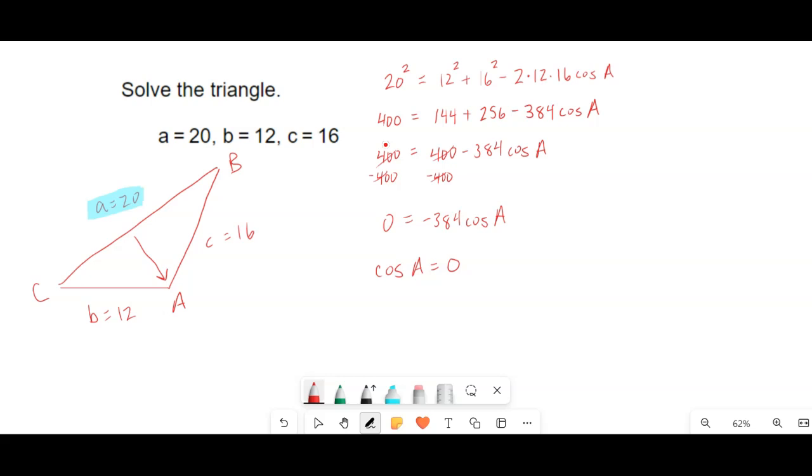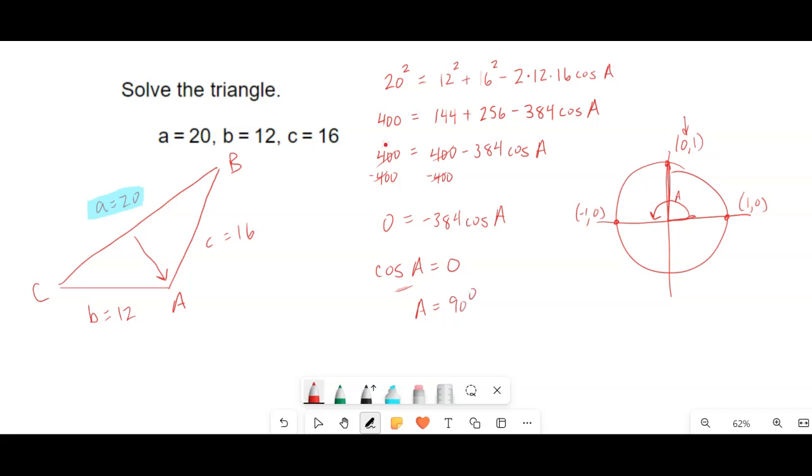So what angle makes cosine equal to 0? Remember, inverse cosine is defined between 0 and 180. This is (1, 0) on the unit circle, this is (0, 1), and this is (-1, 0). So where is cosine, again the x-coordinate for the angle, equal to 0? It happens right here at 90 degrees. So that means A is a 90-degree angle. This is a right triangle.